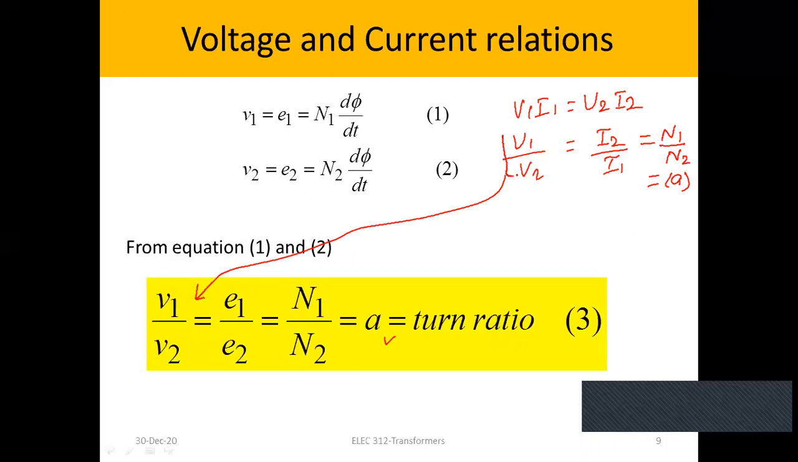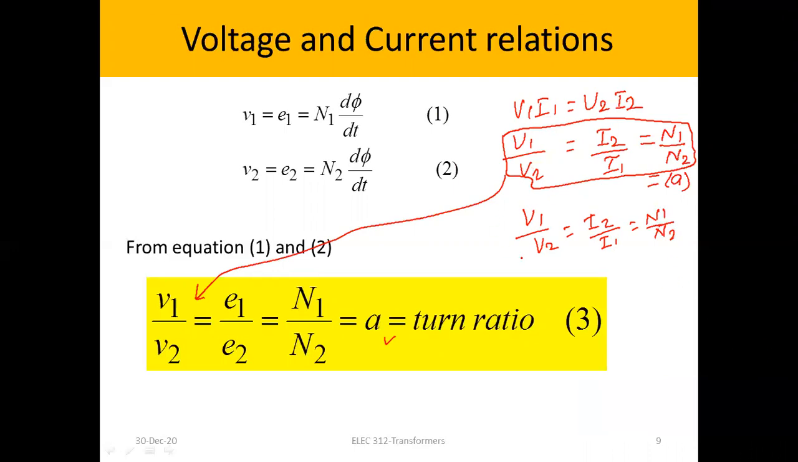This relation is very, very important for the transformer, and most of the time in the transformer we will use it. You should keep in mind that V1 by V2 equals I2 by I1 equals N1 by N2. You have to keep this relation in your mind every time, so that you can apply it to find many things like voltage and current in the case of the transformer. Okay, in the next lecture we will see other things.